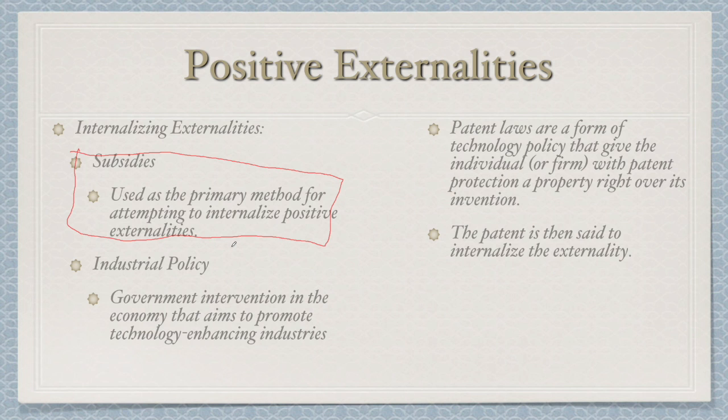Now, when it comes to industry, the government can also use what's called industrial policy. This is the idea that the government might try to promote technology, and they could use this through patents, copyrights, intellectual property rights, things we've talked about before when we talked about natural monopolies and government-created monopolies.